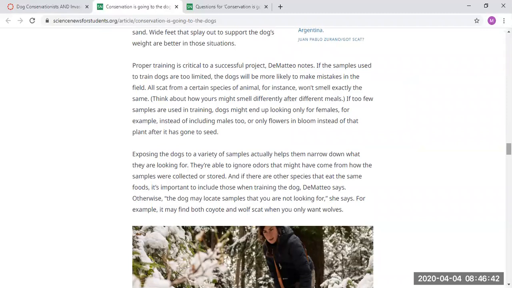If too few samples are used in training, dogs might end up looking only for females, for example, instead of including males too, or only flowers in bloom instead of that plant has gone out to seed. So it's important to expose dogs to a variety of samples, and that will help them narrow down what they're looking for.